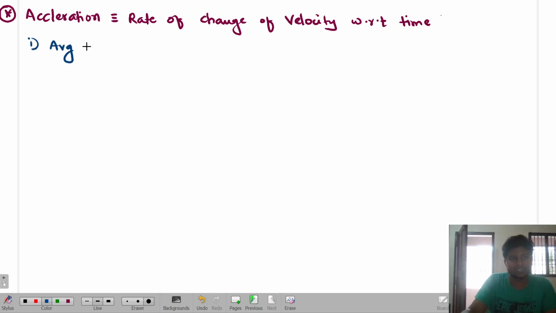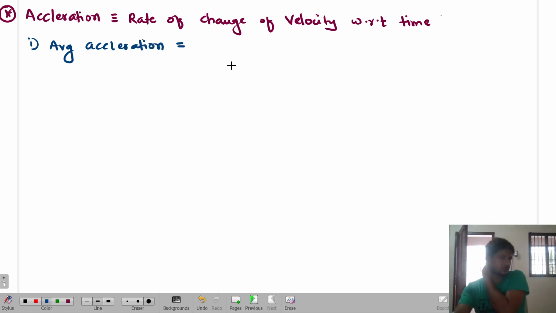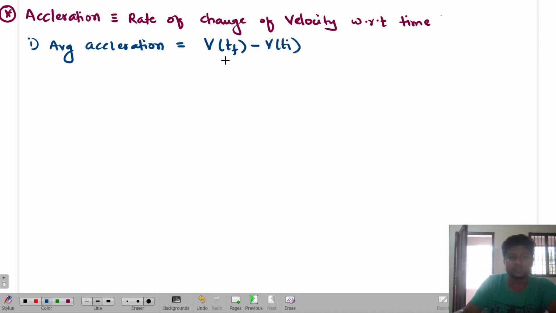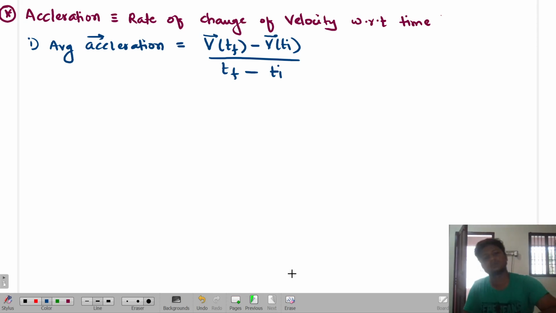As acceleration is a vector quantity, just like velocity had an average velocity, similarly average acceleration is velocity at t final minus velocity at t initial, divided by t final minus t initial. Remember that these are in vector form, so write it this way. Is this clear or not? Are you able to get me?